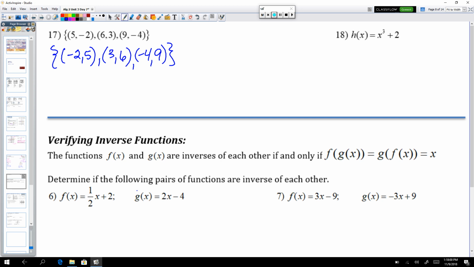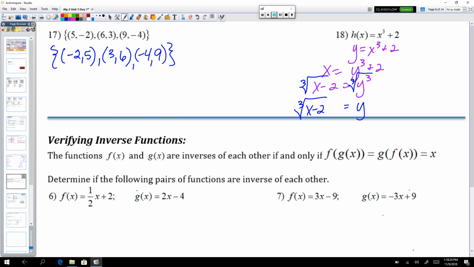And then on the last one, if you need to pause the video and try it on your own, please do so. Let's take a look at how the last one goes. We're going to call this y temporarily to make this easier on ourselves. Then we're going to swap. Then we're going to solve. And remember what we do to solve this. Cube root, cube root. So y equals the cube root of x minus 2. Let's get this back in the correct notation. The inverse of h, since this was originally called h, the inverse of h is the cube root of x minus 2.